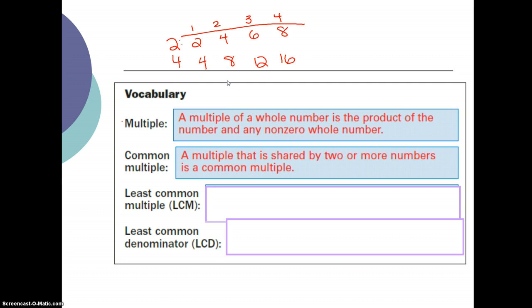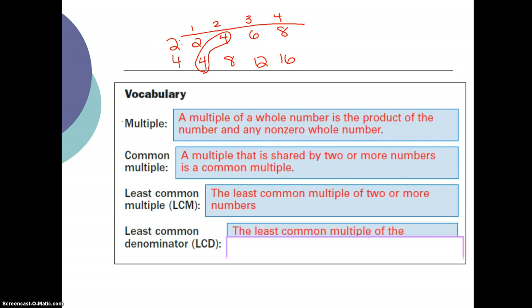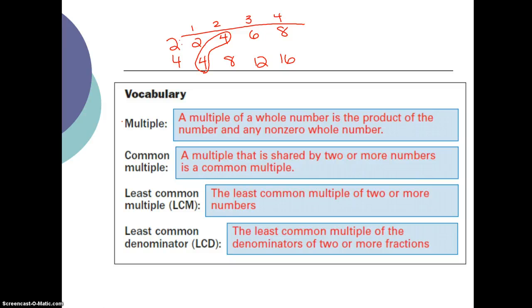The least common multiple is the lowest of the common multiples. And that would be, in this case, 4. The least common denominator is the LCM, or the least common multiple, of the denominators of 2 or more fractions.